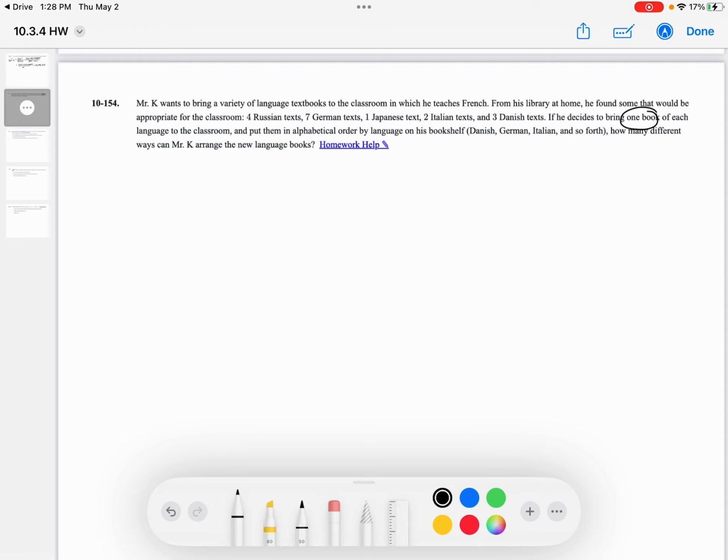Okay, so how many ways could he choose? So we have 5 books, right? 1 for each of the languages. And how many ways could he choose his Danish textbook? Well, he has 3 of them, right? And how many ways could he choose his German textbook? 7, because he has 7 German books. How many Italian? He has 2 Italian books. Japanese, 1 Japanese book, and 4 Russian textbooks. So I'm going to multiply those numbers together, 3 times 7 times 2 times 1 times 4, and get 168 different ways that he could choose 1 Russian text, 1 German text, and so forth.